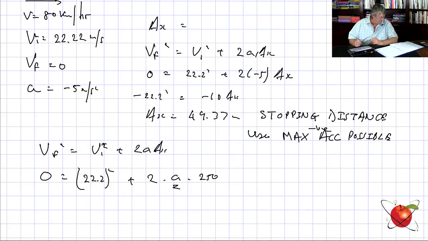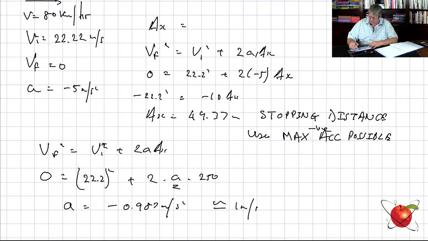Here's my car, I really need to get some of these cars. Here it's coming, and I'm putting the brakes on, but I need to stop 250 meters ahead. If I brake evenly, what is the deceleration? It comes out to be 0.987, approximately 1 meter per second squared, which means it can easily stop.